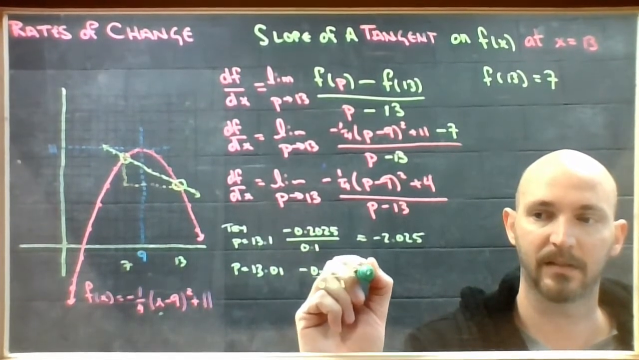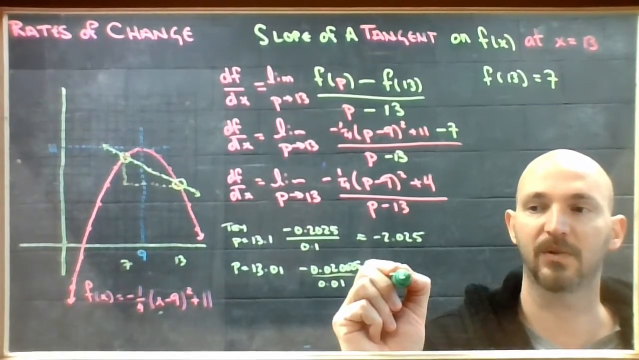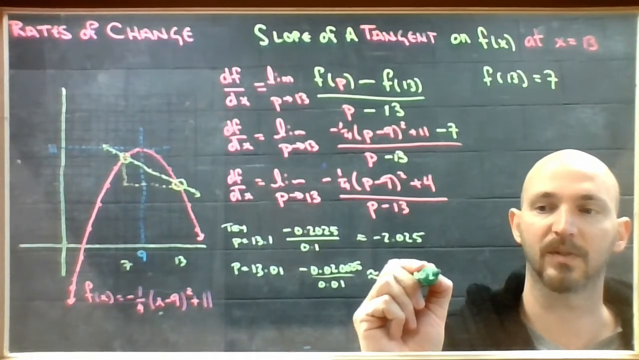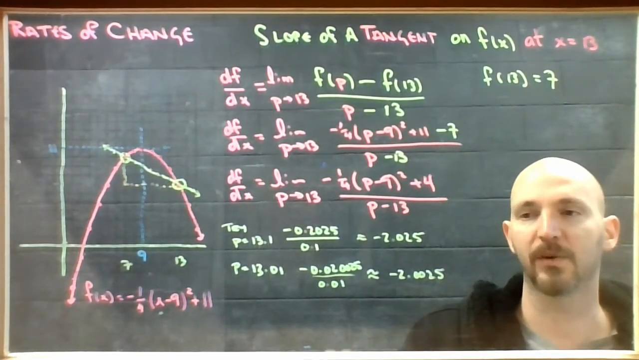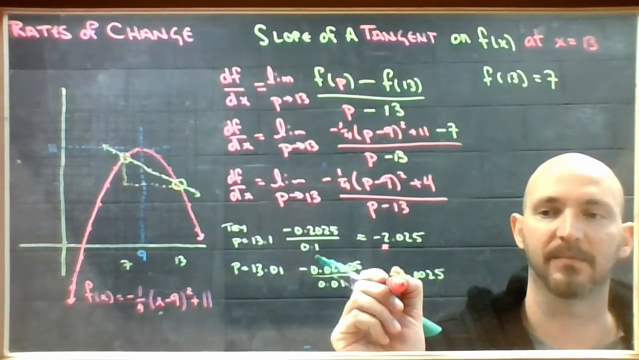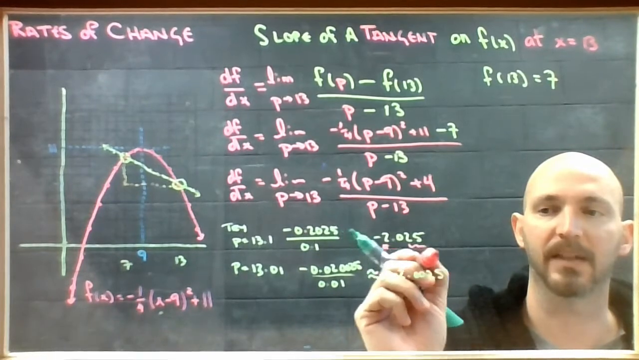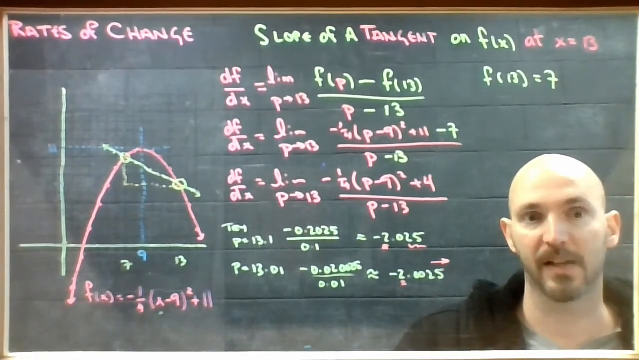0.020025. So this divided by that ends up giving me minus 2.0025. Well, you notice that this digit has stayed the same, and this part of it has just moved down the line. So let's try and get really, really close.